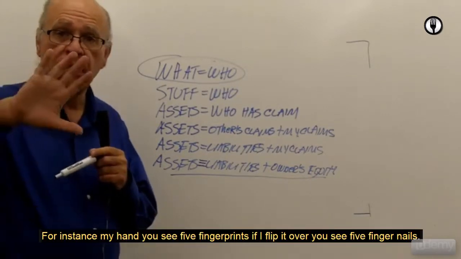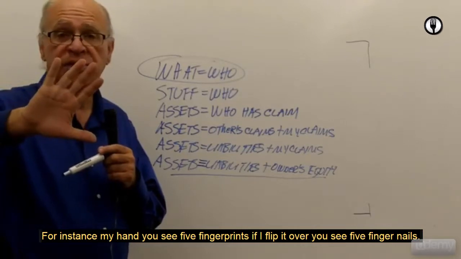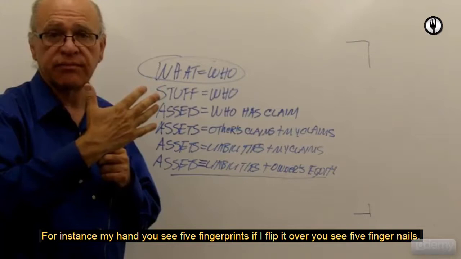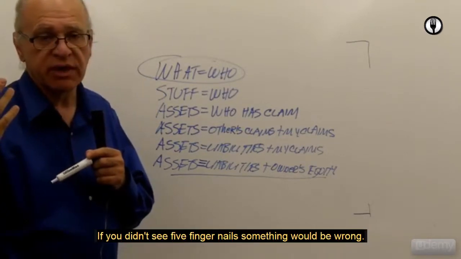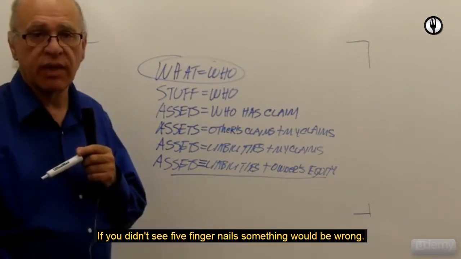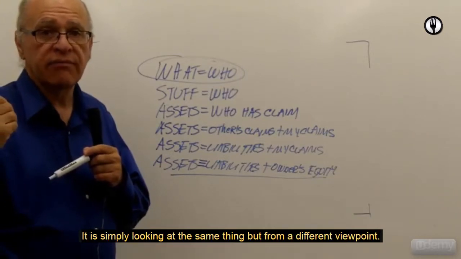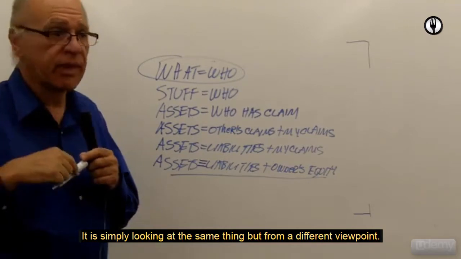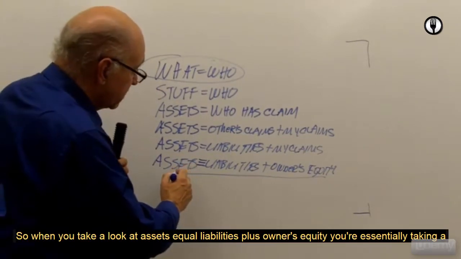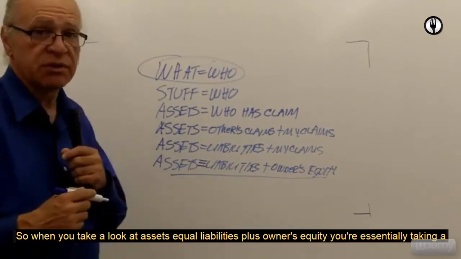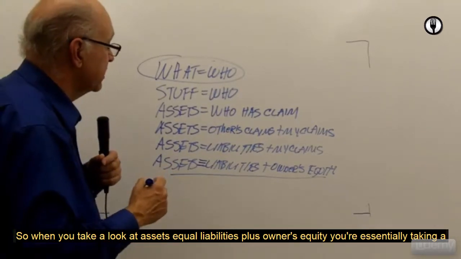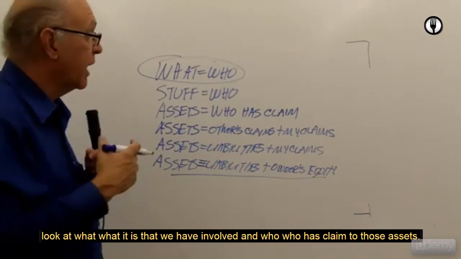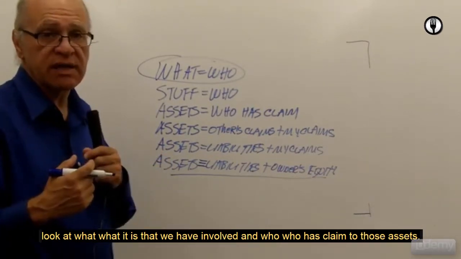For instance, my hand, you see 5 fingerprints. If I flip it over, you see 5 fingernails. If you didn't see 5 fingernails, something would be wrong. It is simply looking at the same thing, but from a different viewpoint. So when you take a look at assets equal liabilities plus owner's equity, you're essentially taking a look at what it is that we have involved, and who has claim to those assets.